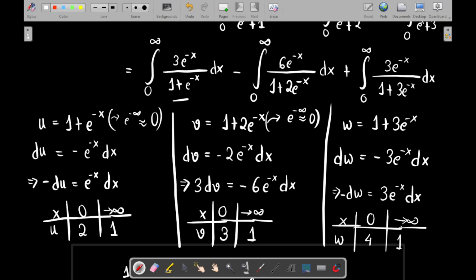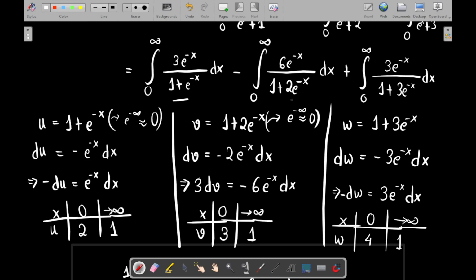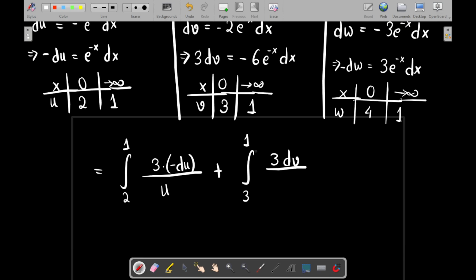In this minus 6 e to the power minus x dx, this will be 3 dv, right? So this is 3 dv upon, this is just v, right? Just v.